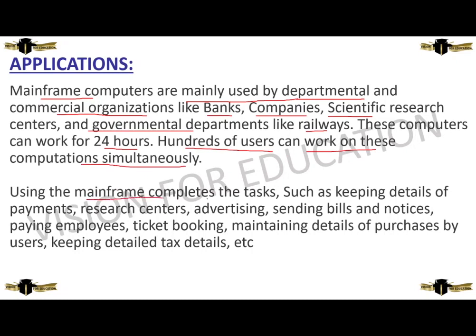Using mainframe computers completes tasks such as keeping details of payment, research centers, advertising, sending bills and notices, paying employees, ticket booking, maintaining details of purchases by the user, keeping tax details, etc.